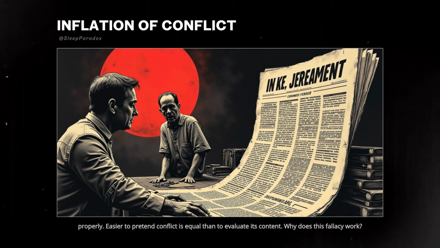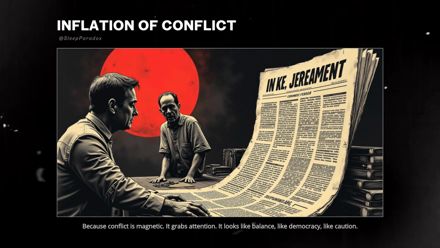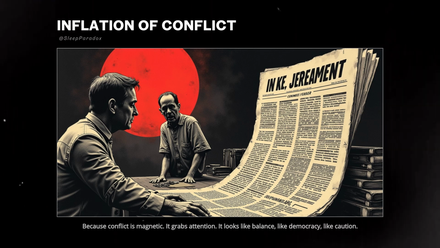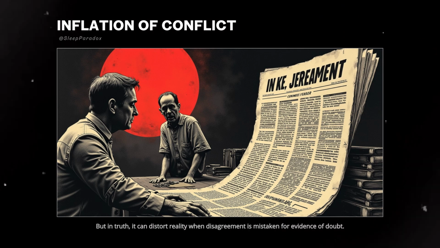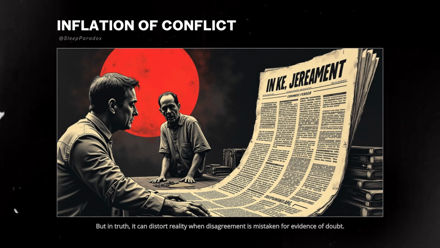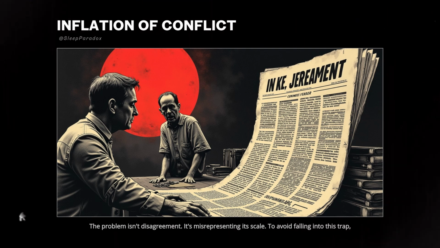Why does this fallacy work? Because conflict is magnetic. It grabs attention. It looks like balance, like democracy, like caution. But in truth, it can distort reality when disagreement is mistaken for evidence of doubt. The problem isn't disagreement. It's misrepresenting its scale.